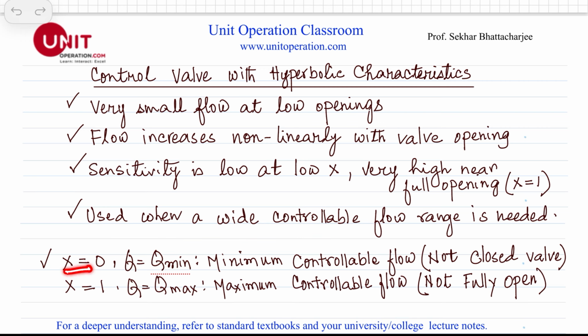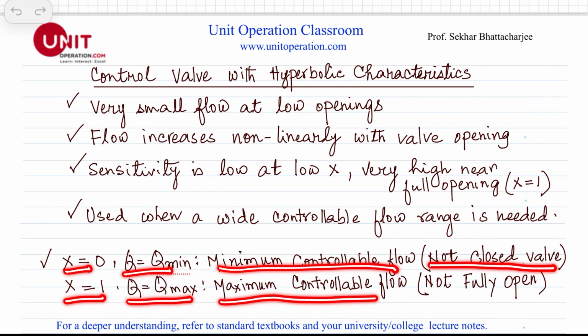X is equal to 0, Q is equal to Q min, that's a minimum controllable flow. This is not exactly a closed valve. X is equal to 1, Q is equal to Q max, this is called maximum controllable flow. This is not, again, fully open, but very near to that. Okay.